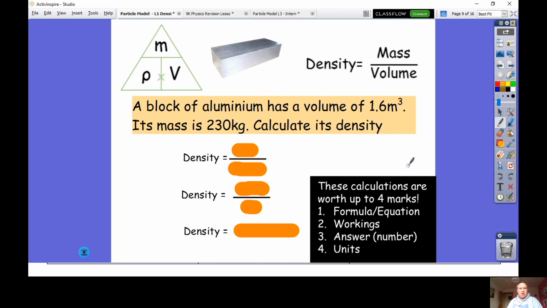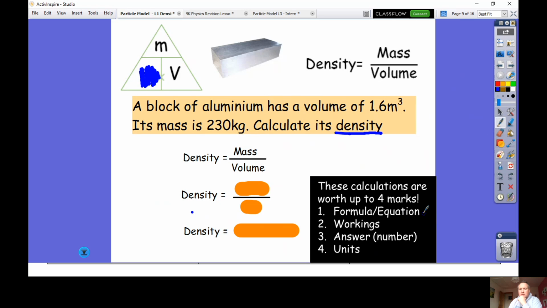It says a block of aluminium has a volume of 1.6 meters cubed. Its mass is 230 kilograms. Calculate its density. Let's do our 4 steps. First of all, let's write down the equation we're going to use. The question says calculate its density, so I cover up density in my formula triangle. I write out the sum that is left. Density equals mass divided by volume.